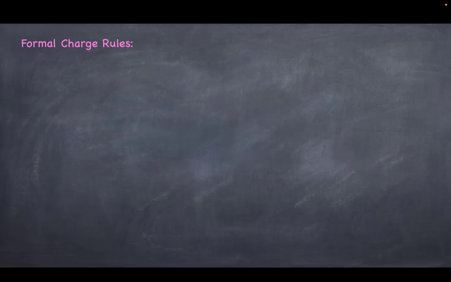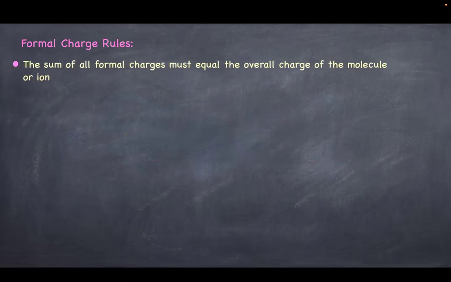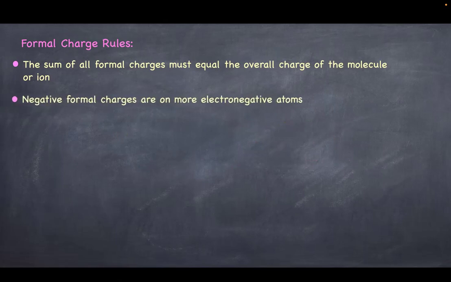So what are the formal charge rules? Rule number one says that the sum of all formal charges must equal the overall charge of the molecule or ion. So if there's an overall charge, all the formal charges are going to add up to that. Also, if there's a negative formal charge, it always has to be on the most electronegative atom. And you want to minimize the charge separation.